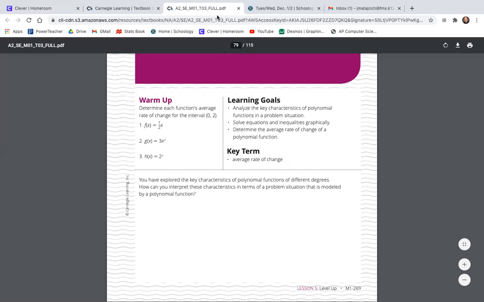Not the most difficult thing to do again, but we can do this as long as you remember how to find the slope of a linear function. So anyways, let's get to this first question here. f of x equals 1/2 x. Determine that function's rate of change for the interval 0, 2.